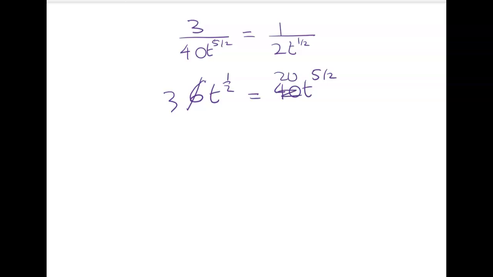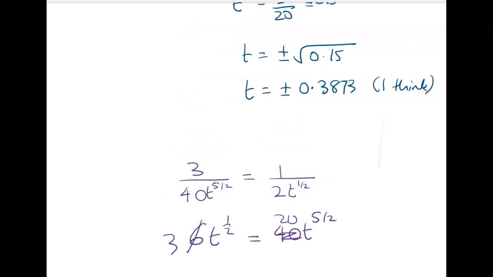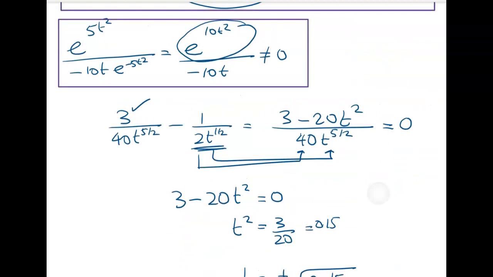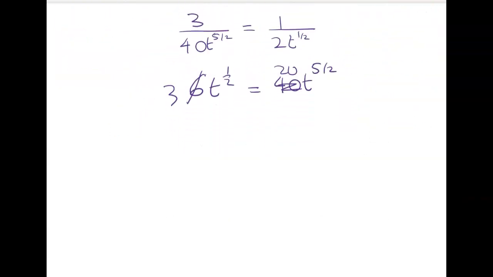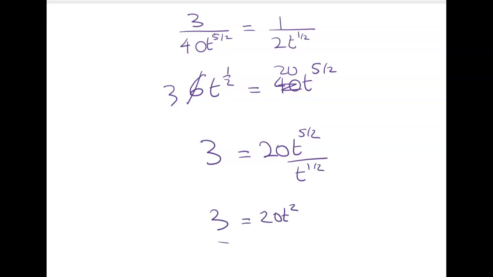And now, do we know that t is not equal to 0? Yes, we do know that t is not equal to 0 because it's in the bottom line of a fraction. And that means that I can divide through by the square root of t. So 3 is equal to 20t to the 5 over 2 over t to the half. So now I get 3 is equal to 20t squared, and I can go from there. Okay, so a pretty similar process, and there are different ways to do it.